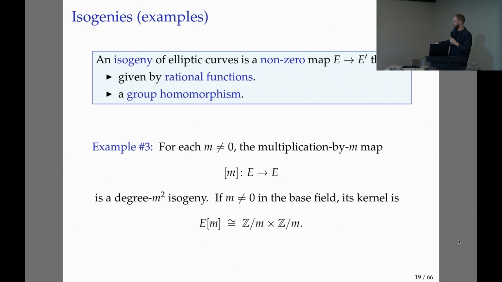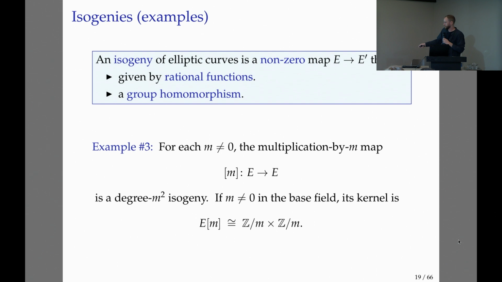And now something that's definitely less obvious is that the degree of this isogeny is m squared. So there should be m squared points in the kernel, except for weird cases. And in fact, we can say even more. There's this notation E[m], which is the kernel of multiplication by m. Those are points whose multiple by m is 0.